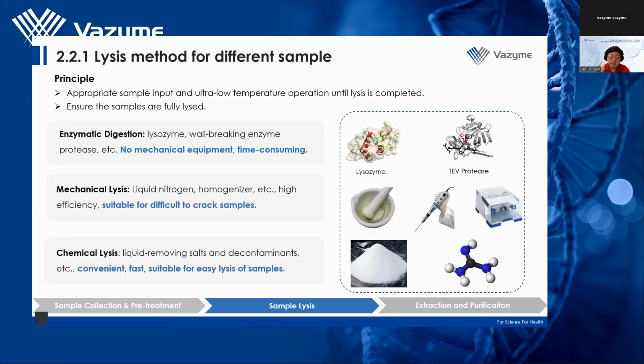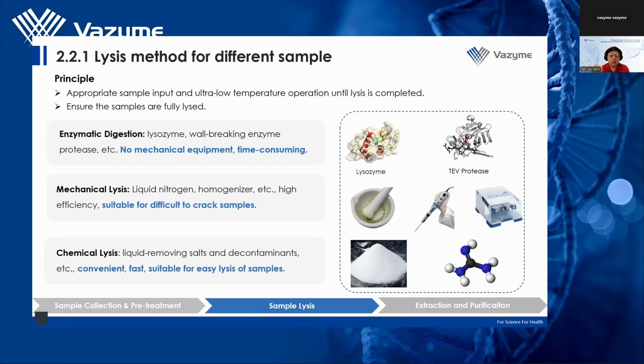There are 3 common lysis methods. The first method is enzymatic digestion, using lysozyme, cytolytic enzymes or proteases. It also requires mechanical equipment. However, it's quite time-consuming. The second method is mechanical lysis, using liquid nitrogen and homogenizers. They are efficient and suitable for difficult-to-lyse samples, though they can be quite intensive to the sample. Lastly, chemical methods, which involve chaotropic salts and detergents. They are convenient, fast, and suitable for samples that can be easily lysed. So between these 3, you should choose the appropriate lysis method based on your sample type.